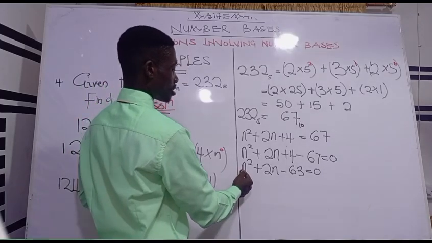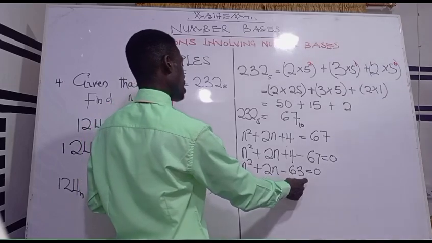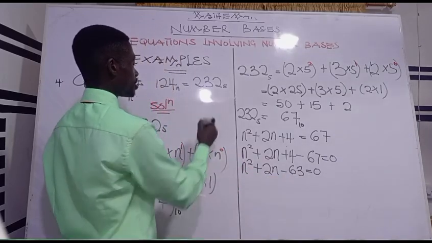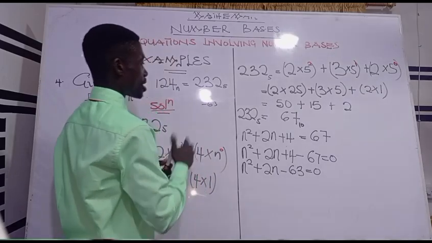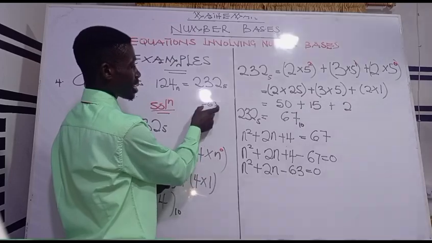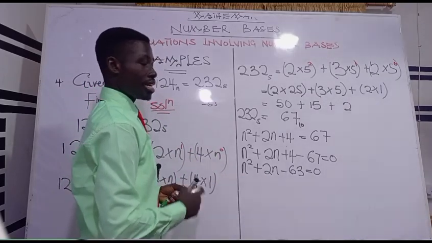So we have 1, the coefficient of n squared is 1. We multiply by negative 63, we have still negative 63. And then we find two factors of negative 63 that when we sum them, we are getting 2. And that is what?